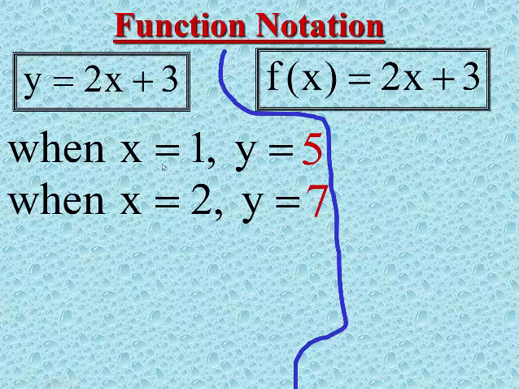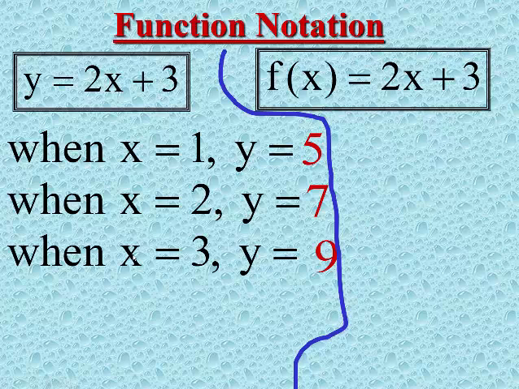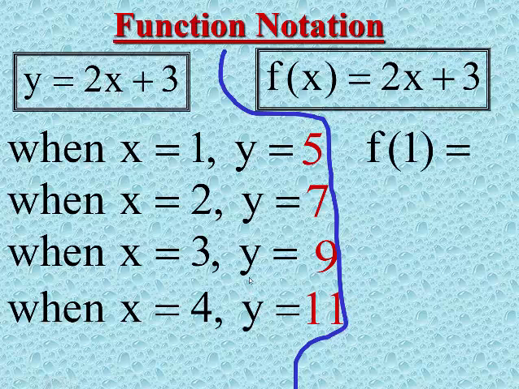Notice how when I told you what x was, you literally just plugged it into the equation. And so on. When x is equal to 3, 2 times 3 is 6 plus 3 is 9. And when x is equal to 4, 2 times 4 is 8 plus 3 gets me 11. Now notice here, I'm saying, what is f of 1? Well, here I'm telling you x is equal to 1, so I'm literally going to plug 1 right into the equation. So 2 times 1 plus 3 gets me 5.